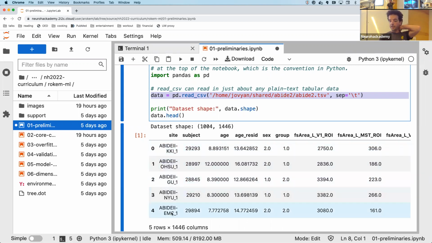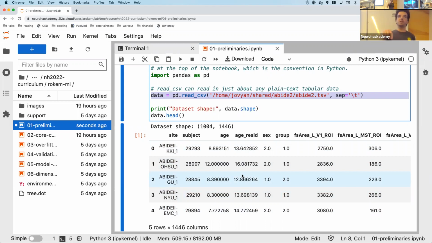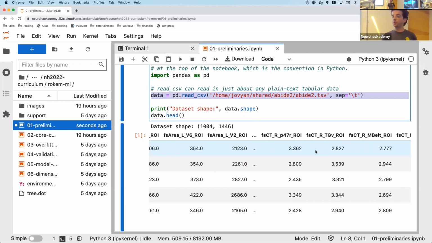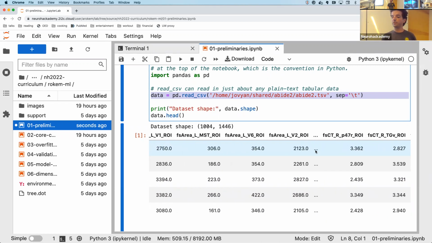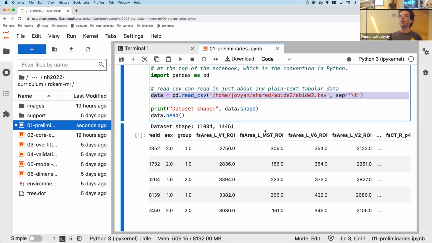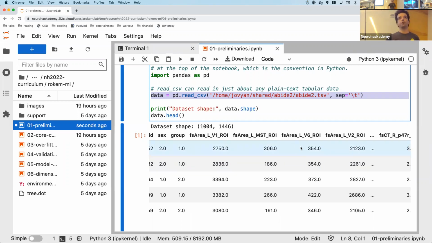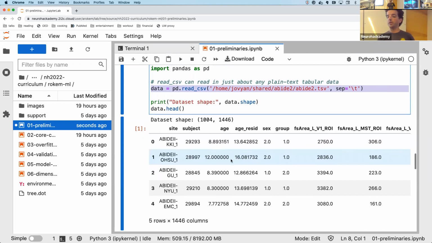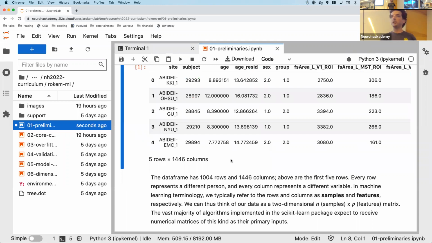Was a control, and there's other things here. Subject is a unique identifier, site is the site from which this was collected. There's the age of the individuals. Age residual is something we'll come to soon, is pretty much the difference between that person's age and the mean in that site, and that's important. And then there's sex. And then after that, there are many columns, about 1,400 and some columns here on the right that are all derived features from their T1 weighted images through FreeSurfer, things like the area of left V1 and the area of left MST and so on. And so there are 4 different features and 360 regions of interest based on the HCP multimodal parcellation. And we'll see how we use that. So that's going to be the data that we look at.